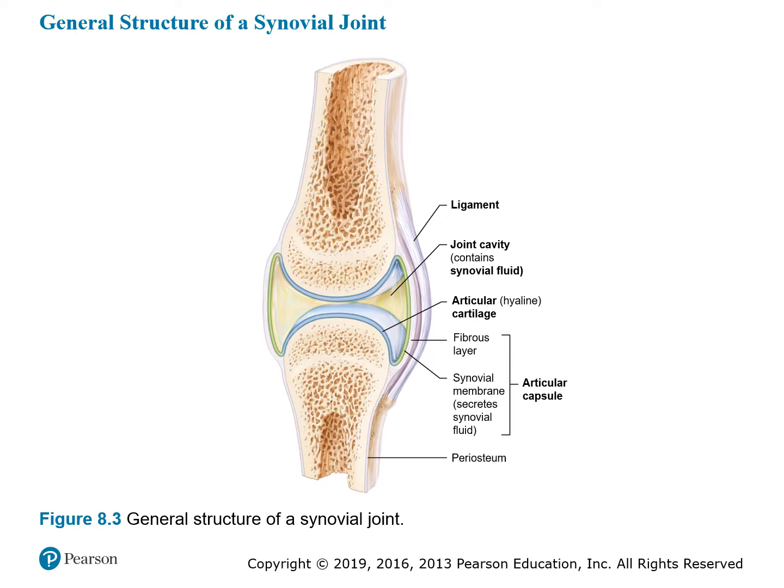Here's the general structure of joints. So here we have the ligaments on the outside of the joint. Within the joint, we have the joint cavity that contains the synovial fluid. On the ends of the bones coming into the joint, we have articular cartilage, also known as hyaline cartilage. We have our articular capsule, which consists of the fibrous layer and the synovial membrane that secretes synovial fluid.